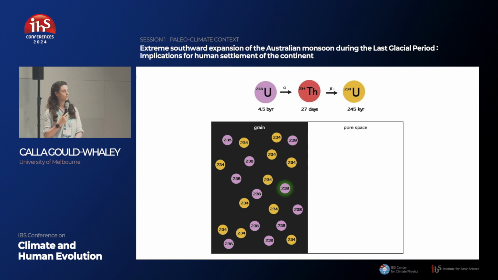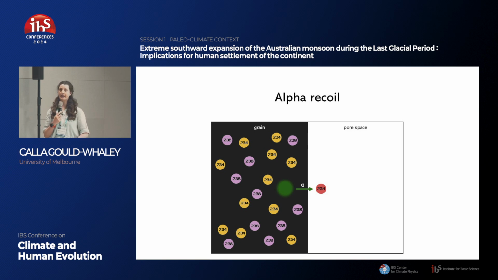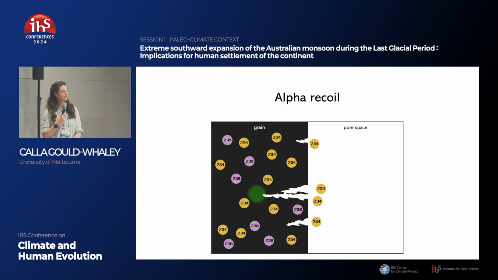But then over time, we'll have our 238 decaying via alpha decay, and that's a really highly energetic process. So it can actually thrust the daughter product out of the grain and into the pore space, and this causes damage to the crystal lattice. So our thorium-234, with its really short half-life, will pretty rapidly decay into uranium-234. And when this process occurs over and over, we end up with an accumulation of 234 in the pore space. And then if we have groundwater recharge, our pore space fills with water.